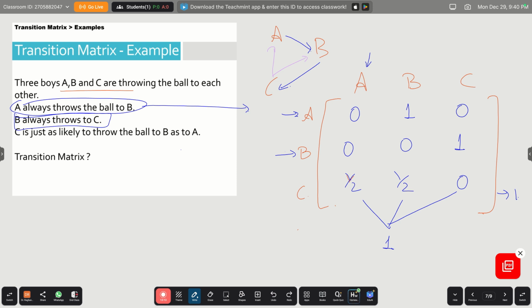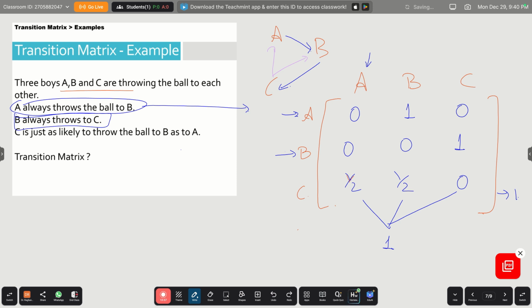Now you can observe that C throws to both A and B with equal probabilities. Equal probabilities, that means 50% chance to both of them. 1 by 2 and 1 by 2. So the sum is going to be 1 in every row. So I hope you have understood how to write the transition matrix. You can take more examples and try to write them yourself.